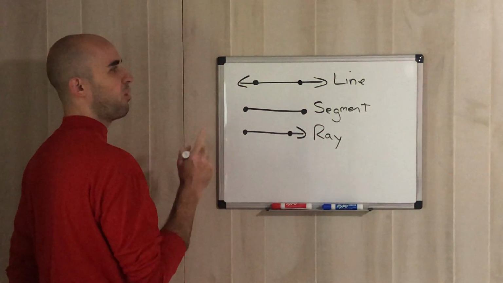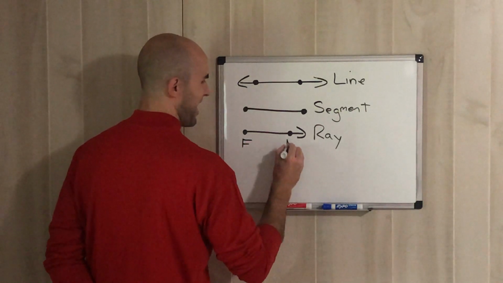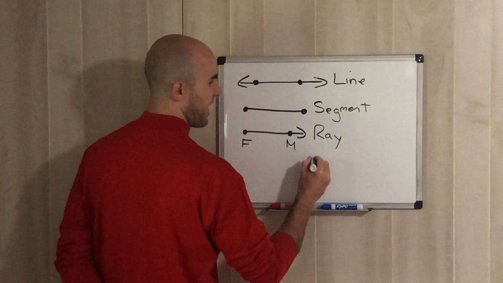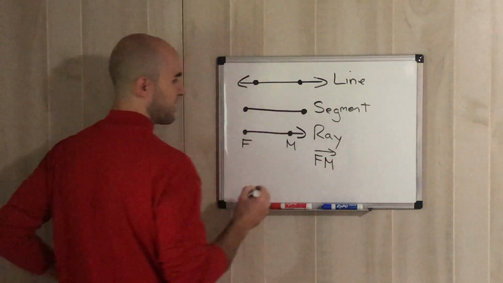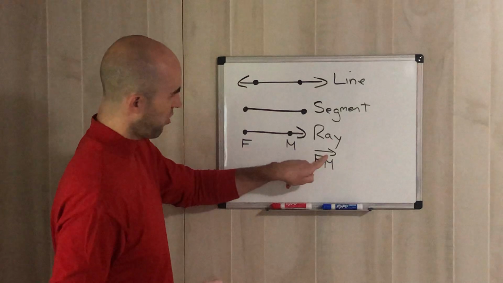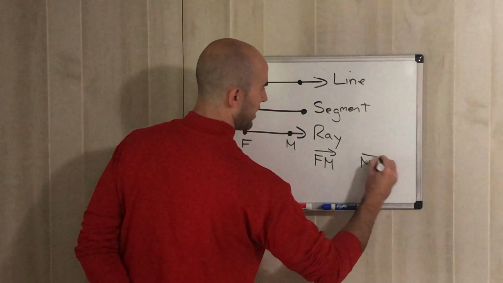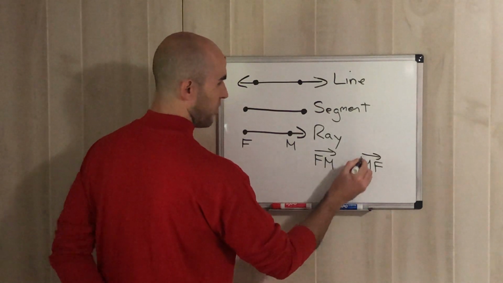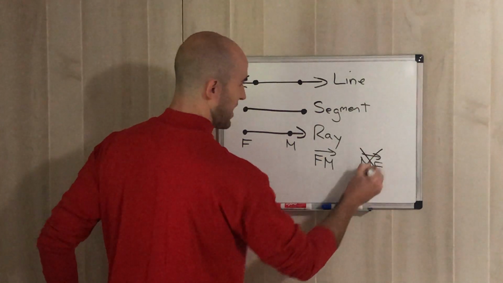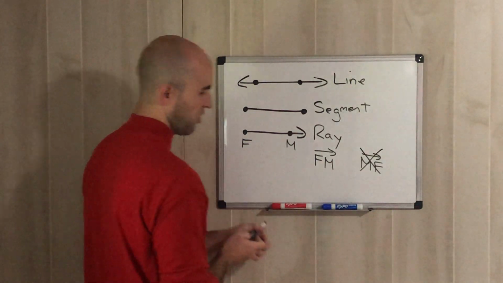And the only one that you can only label one way is a ray, because if this is F and that's M, the only way you can label that would be FM, right? And the only reason you can label it FM is because it starts at F and goes to M. If you were to actually label it MF, that would be wrong, because this is telling you that it starts at M, which it doesn't. So always be careful. With a ray, you label it with the starting point and then where it goes to.